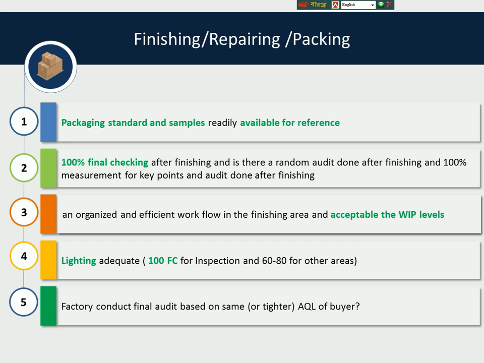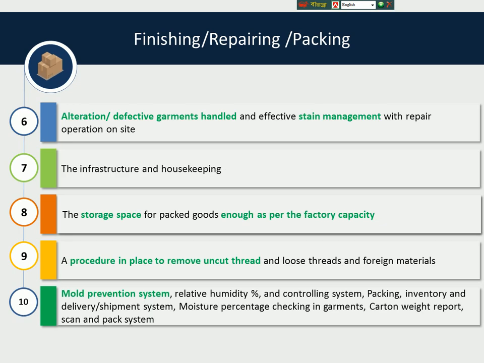Lighting adequate, 100-foot candle for inspection and 60 to 80 for other areas. Factory conducts final audit based on same or tighter AQL of buyer. Alteration or defective garments handled, and effective stain management with a repair operation on site.